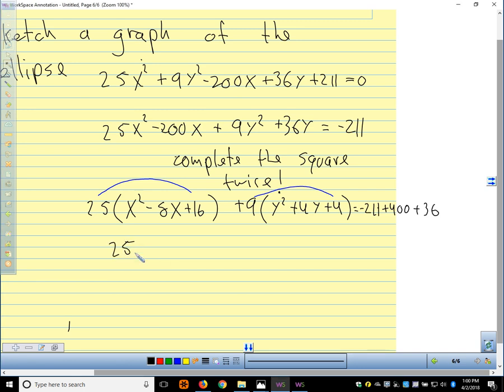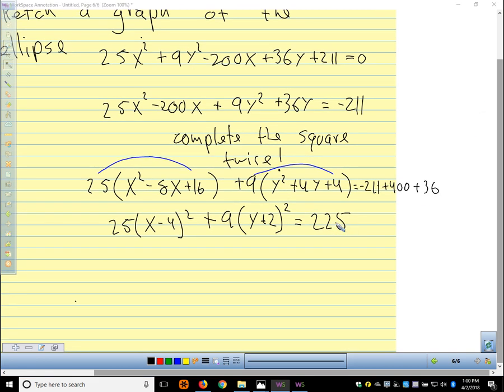All right, so we get 25, this is a nice perfect square, (x − 4)² + 9(y + 2)² equals, and when I do this arithmetic, I end up with 225. Still not quite in standard form. What do we do to get it in standard form? We want a 1 here, so we're going to divide everything by 225. When I do that, I get (x − 4)²/9 + (y + 2)²/25 = 1.